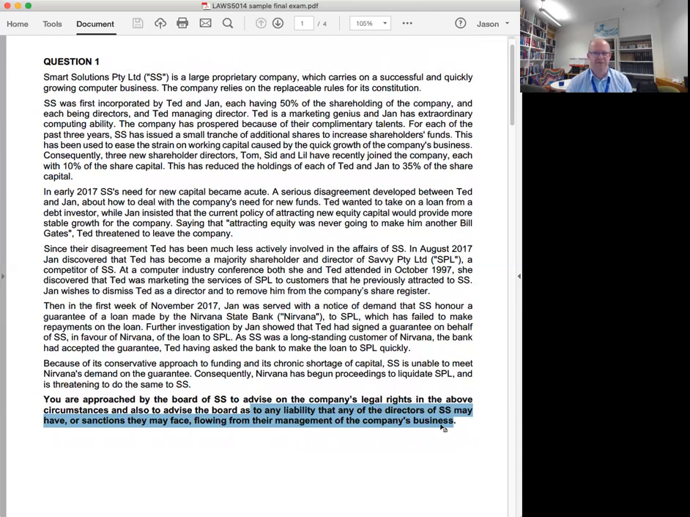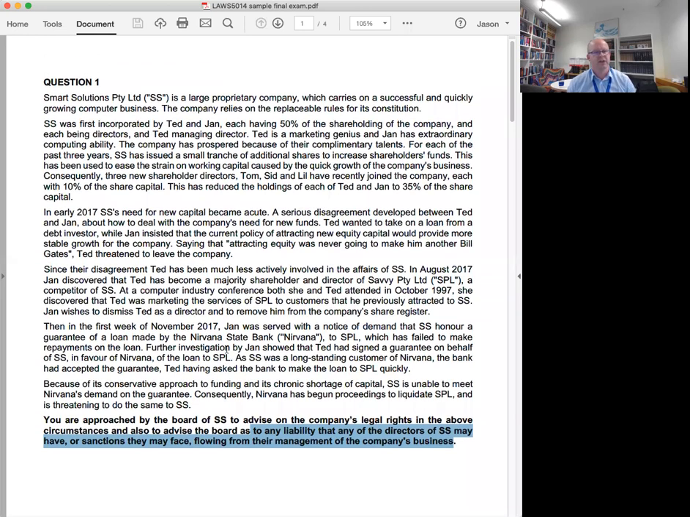But there's not a lot of facts there. We just know cash is a bit tight. They've got this brand new debt. They probably can't pay it. So it's quite possible that Ted and Jan could be liable for insolvent trading. So just go through the basic elements there. So that's kind of the third issue.